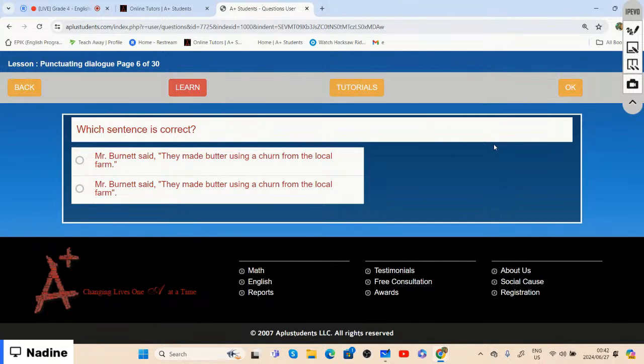The next one says, Mr. Burnett said, "they made butter using a churn from the local farm." with the period inside of the quotation mark, or option two that says Mr. Burnett said, "they made butter using a churn from the local farm". and the period is outside of the quotation mark. Which one is correct? Option one, where the period is inside of the quotation mark, or option two, where the period is outside of the quotation mark?